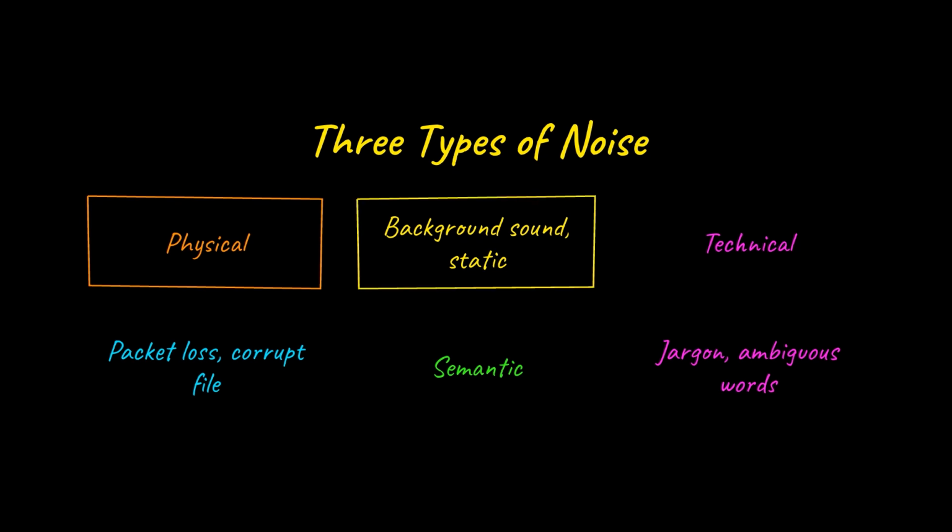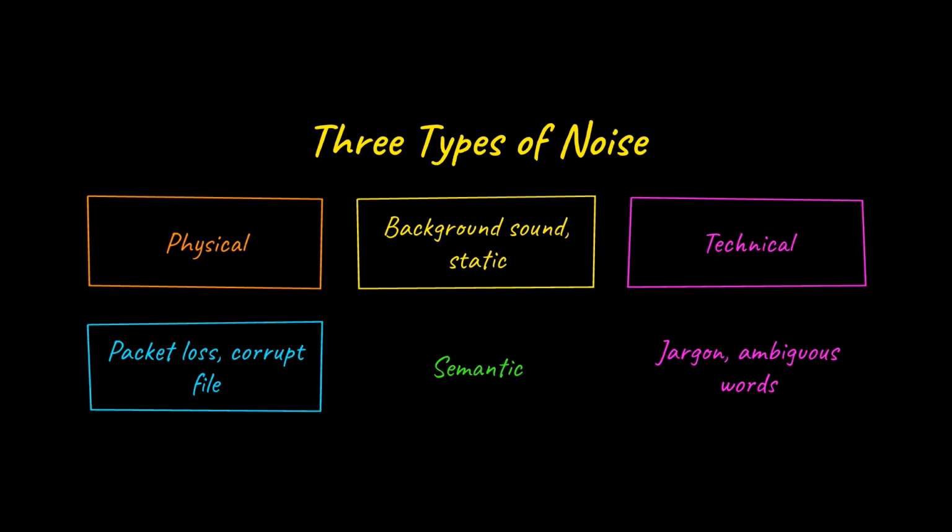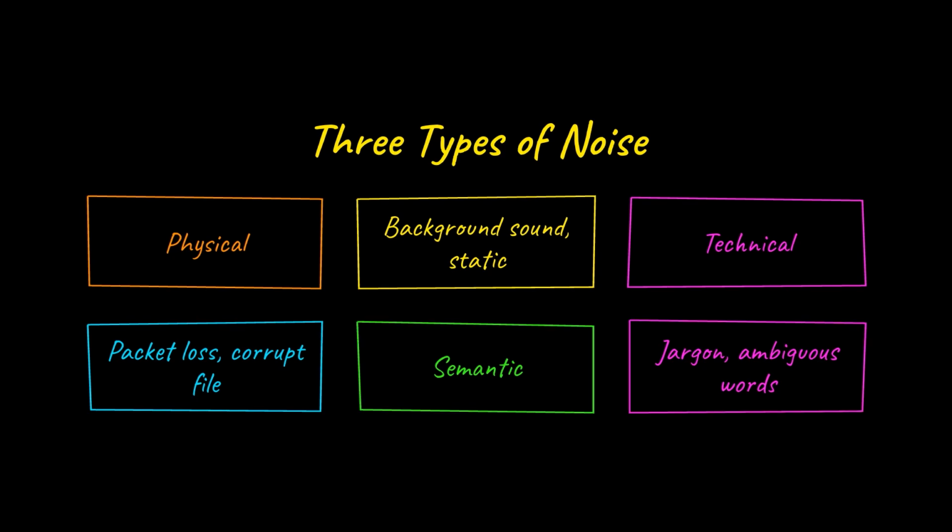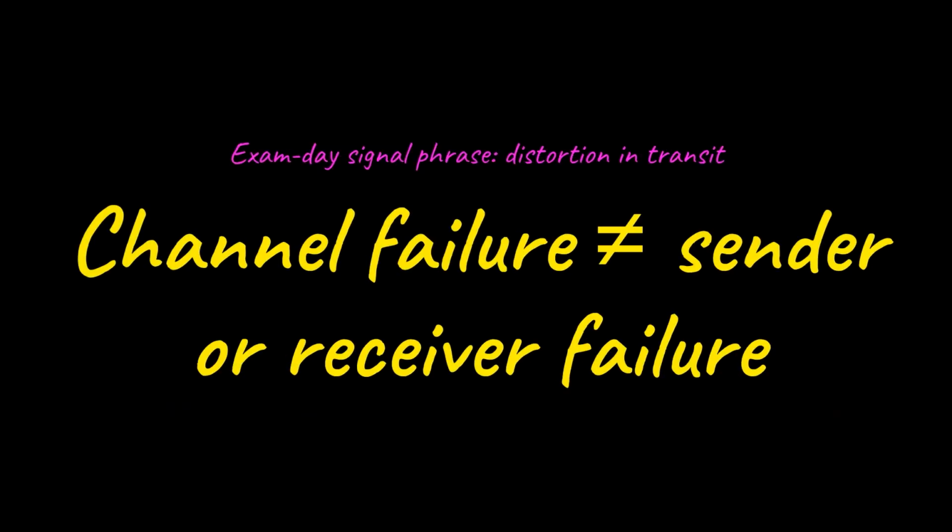Physical noise includes background sound or static. Technical noise includes packet loss or corrupted file formats. Semantic noise involves jargon or ambiguous language the receiver does not share. Each type sits in the channel, not with either communicator. When a stem describes a garbled message, environmental interference, or a misunderstanding clearly traceable to transmission, the answer is noise in the Shannon and Weaver model. Recognizing that the breakdown lies in the channel points you directly to the right fix.